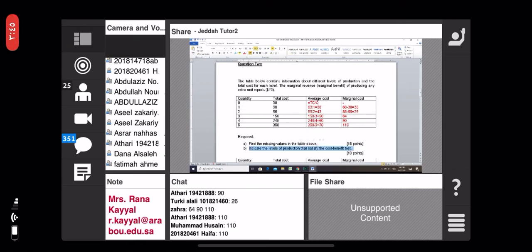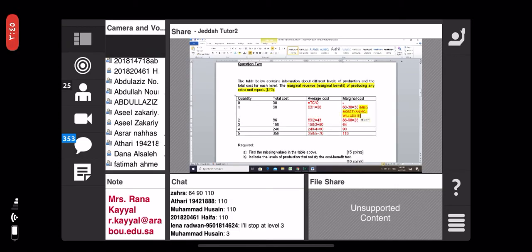Second question, after we filled in, indicate the level of production that satisfies cost benefit analysis. So I will compare the marginal cost with the marginal benefit. In the question, they told me the marginal revenue or the marginal cost is equal to 70. So here I will compare, I will stop at level 3. Yes. Marginal benefit at this level is more than the marginal cost.